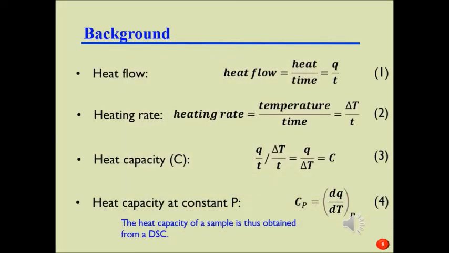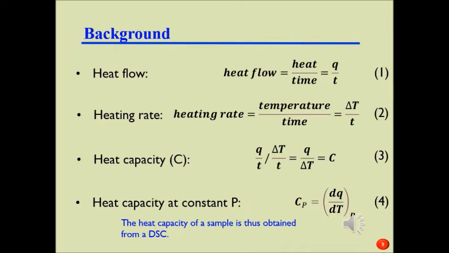The heat flow can be expressed as supplied heat, Q, per unit of time, t, as shown by equation 1. In equation 2, the heating rate is defined by the temperature change, delta T, per time unit. We take the heat flow in equation 1 and divide by the heating rate in equation 2. Time t is cancelled. We get Q divided by delta T, which gives the heat capacity as shown by equation 3. If we consider a very small change of heat and temperature at constant pressure, the heat capacity in equation 3 can be expressed as the derivative dQ by dT at constant pressure, or Cp. That is the heat capacity of the sample at constant pressure.